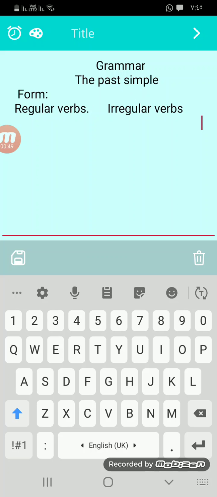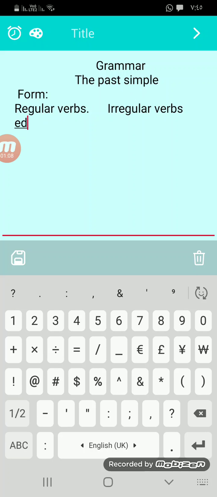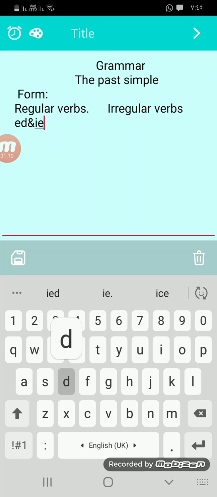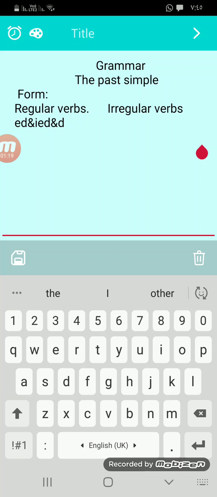The past simple is divided into regular or irregular verbs. What's the difference between regular and irregular? For example, in regular verbs we add ed, or ied, or d. Again, in regular verbs we add ed, ied or d.